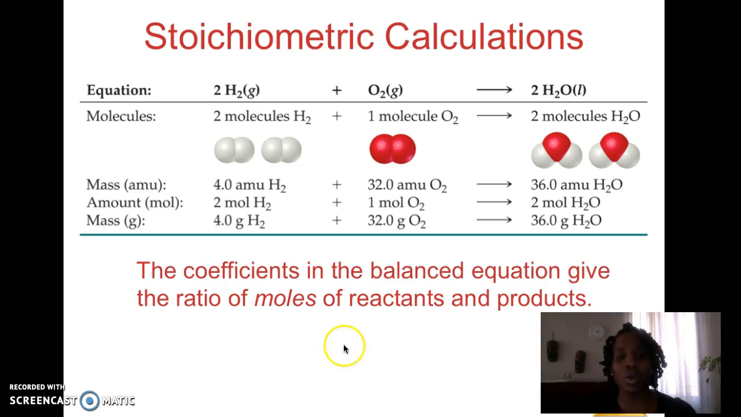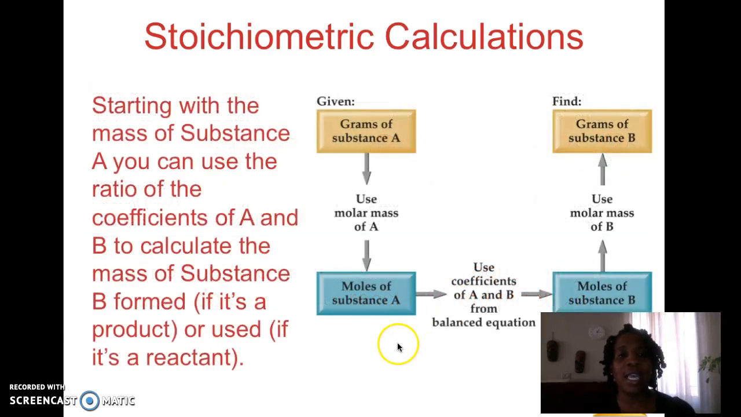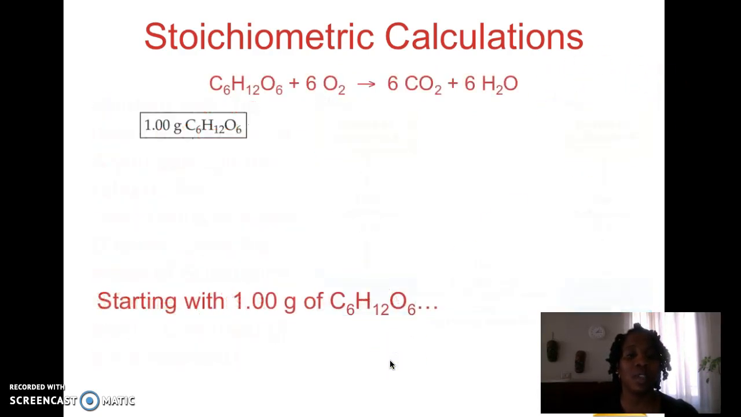So those coefficients will give the ratio of the moles, and then starting with the mass of one substance, you can use the molar mass to get the moles of that substance, and then use the ratio of the coefficients to determine the moles of another substance, and then finally use the molar mass to determine the mass of that substance. So it ends up being generally a three-step process, always passing through moles to get from one measurable quantity of one substance to the measurable quantity of another substance.